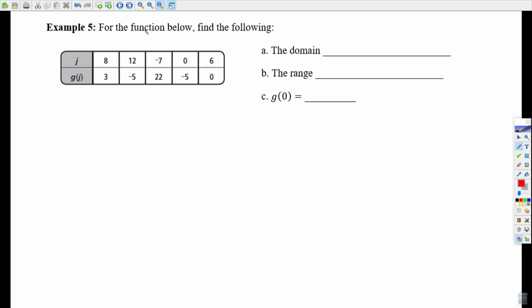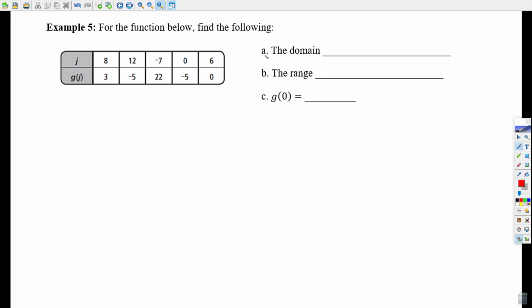All right, we have one more example, and then we're on the Team Huddle and Mastery, which I might do 1 or 2 of those with you as well. Okay, for the function below, we're going to find the following. The domain. It's really easy to do domain and range when you have a table because you don't have to do this set notation or the interval notation going from one number to the next, saying that everything's included. When you have a table, you just list out the values.